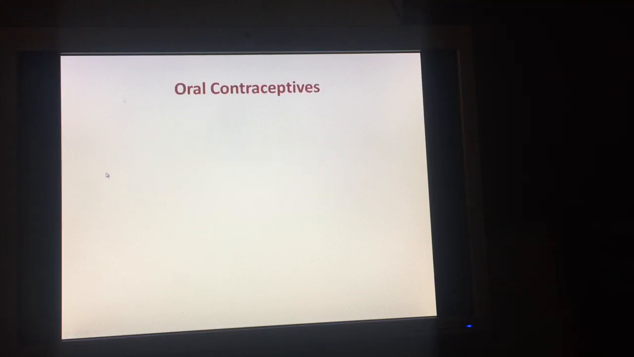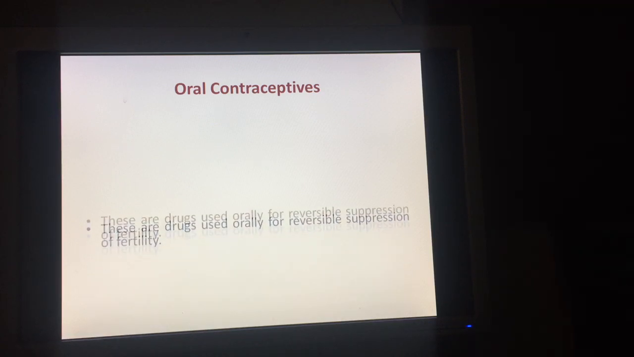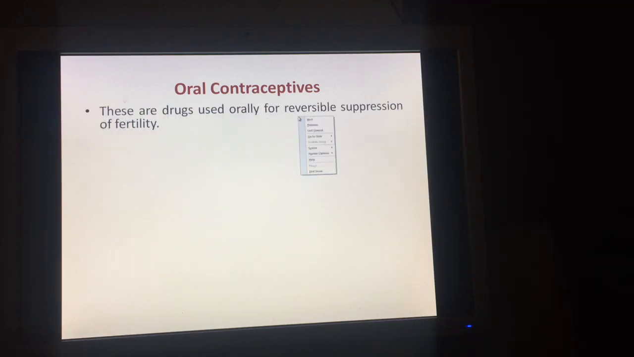Now, oral contraceptives are the drugs that are used for reversible suppression of fertility. In females, as we have discussed in the previous video, there are primarily two sex hormones. One is the progesterone, another is the estrogens. Estrogens consist of estradiol, estriol, and estrone.